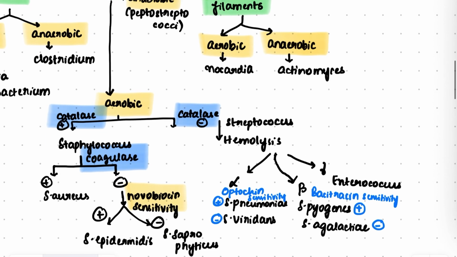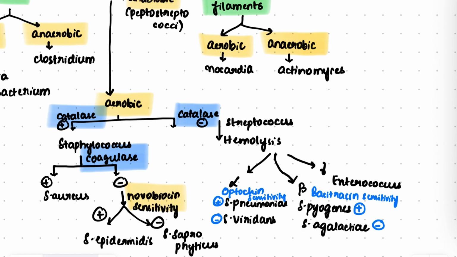Coming to the catalase negative one, that is streptococcus, it is divided based on the hemolysis on the blood agar. So it is divided into alpha, beta and gamma. Alpha means partial hemolysis. These are divided based on the optochin sensitivity. Sensitive one is the pneumoniae and the resistant one is the viridans.